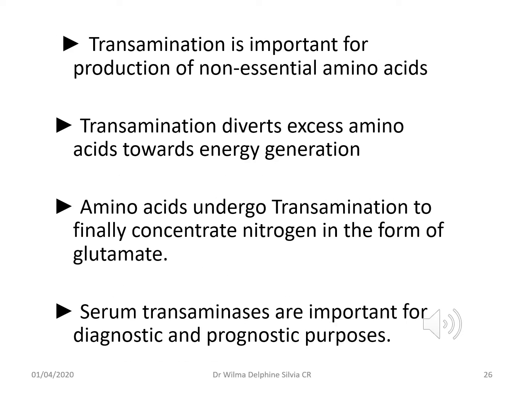Glutamate, which is a non-essential amino acid, is synthesized by a transamination reaction of alpha ketoglutarate with an amino acid, so that the alpha ketoglutarate gets converted into glutamate. In the same way, oxaloacetate reacts with amino acids to produce aspartic acid. Transamination diverts the excess amino acids towards energy generation, and amino acids undergo transamination to finally concentrate nitrogen in the form of glutamate. Serum transaminases are also very important for diagnostic and prognostic purposes.